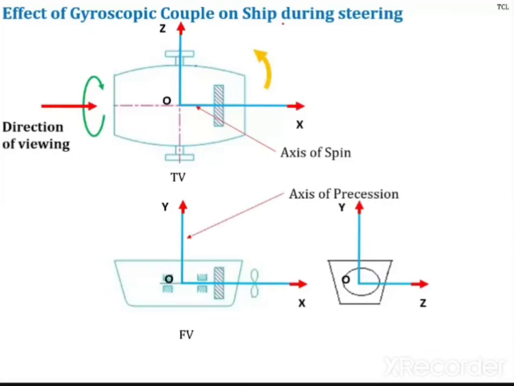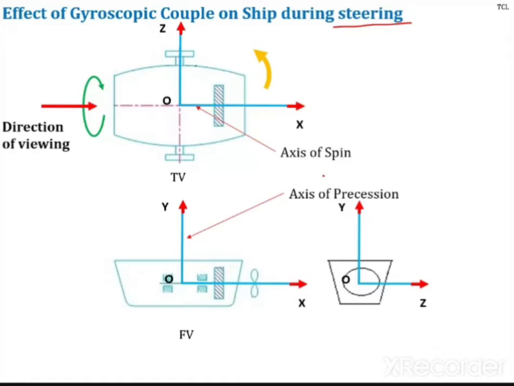In the last lecture, what I've explained to you: OX is the axis of spin, and OY is the axis of precession. So this is only in the case of the steering. Now you know what is the axis of spin and the axis of precession. You have to just remember that OX is the axis of spin when you're looking from the top view. From the top view, you will understand whether the ship is turning to the left or turning to the right, and OY is the axis of precession. So this is the case of the steering.